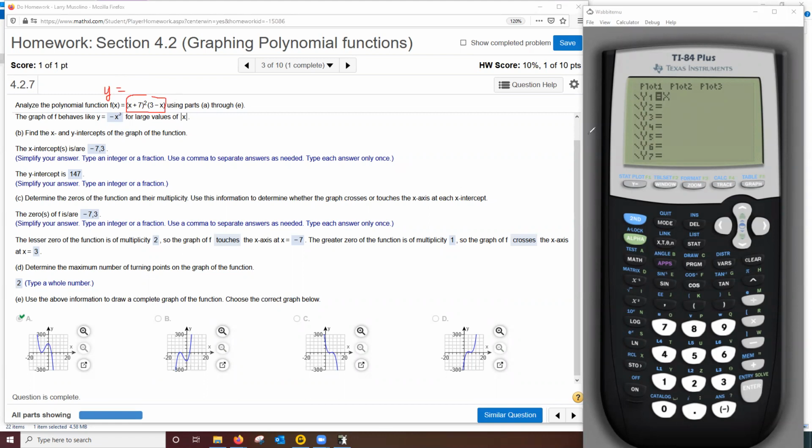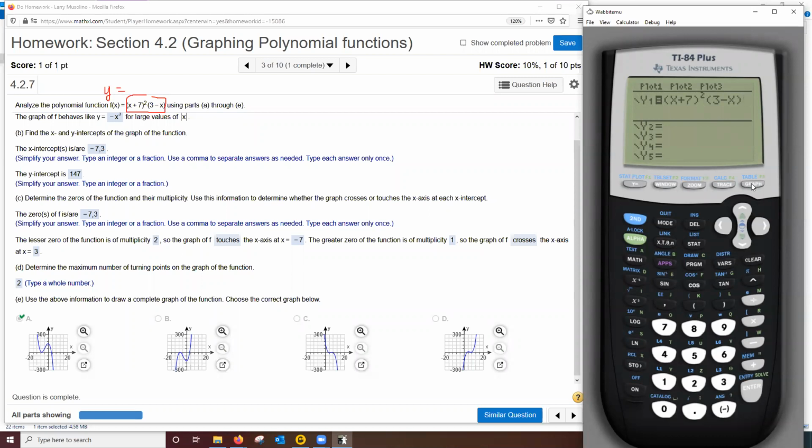Now, anytime you want to type in the letter x, you can hit this button right here. So this is the x button. All right, so I'm going to put a parenthesis. I'm hitting this button right here to enter an x. x plus 7. Close the parentheses. And I want to enter an exponent 2. I can use this button right here to put an exponent 2. Now I need another parenthesis for 3 minus x. Close parentheses.